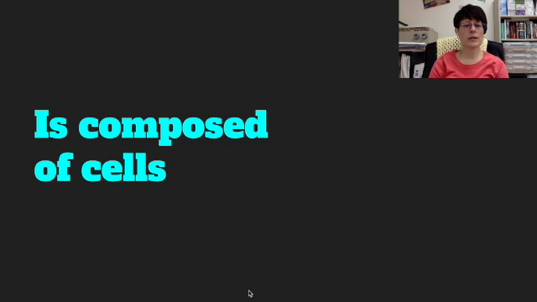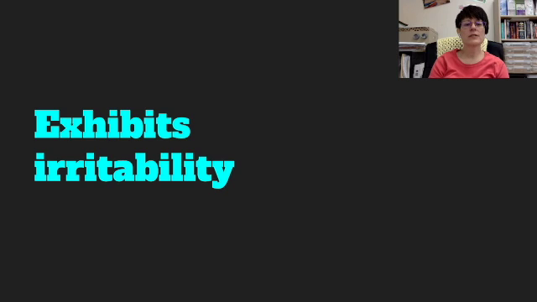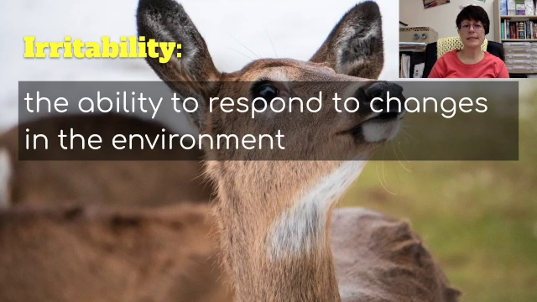Now, living organisms are composed of cells. We're going to study cells extensively, so I'm not really going to go into that here, but that is a characteristic of life. They also exhibit irritability. So that doesn't mean that they just get angry. Irritability is the ability to respond to changes in the environment. So we see a deer here in the background with its ears perked up and looking around. It probably heard something. It is responding to the environment. So it's showing irritability.